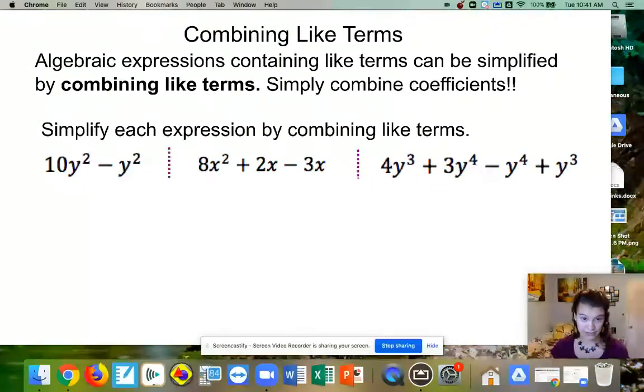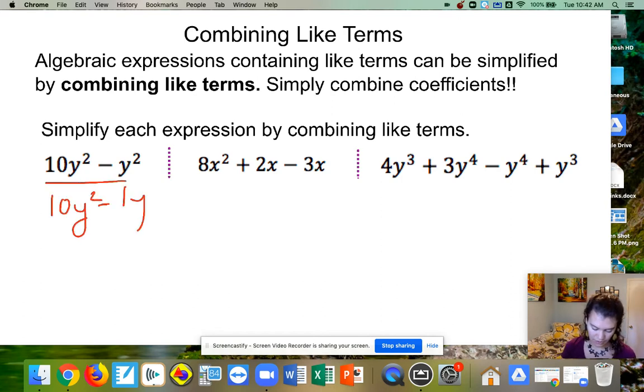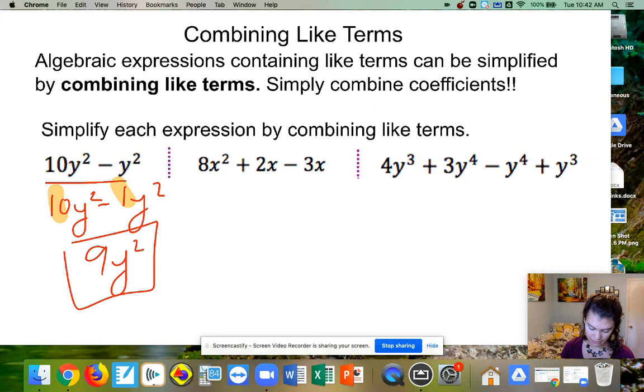All right, combining like terms. So algebraic expressions can be simplified by taking the like terms and adding them together, so combining them. And it kind of simplifies. Like you're just going to basically add and subtract the coefficients. So if we're looking at this one, it's really 10y squared minus 1y squared. So you want to take these numbers in front and subtract them. So you end up getting 9y squared as your combined answer.